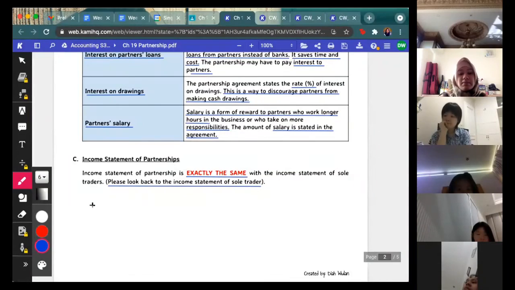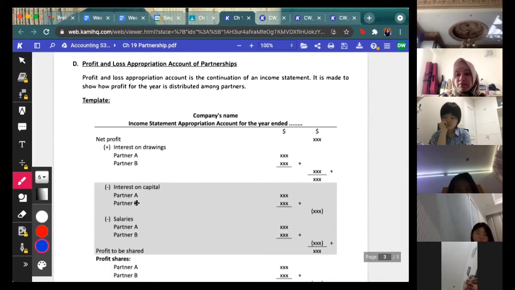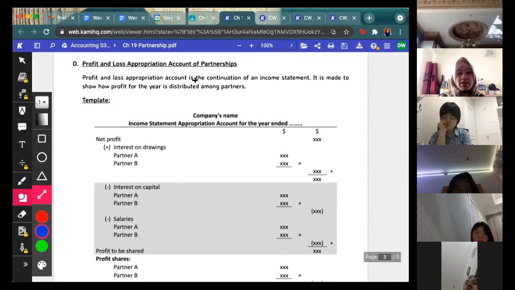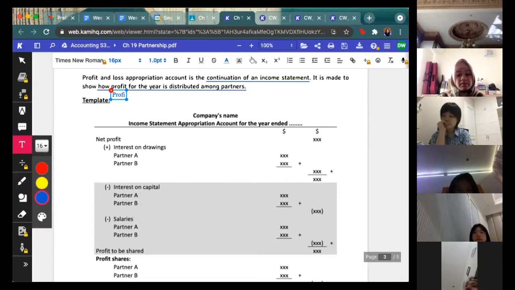After you prepare the income statement, the next statement would be the profit and loss appropriation account instead of the SOFP. What is actually the profit and loss appropriation account? The appropriation account is the continuation of an income statement, made to show how the profit for the year, profit or loss, is distributed among partners. Because remember, in a partnership the owner is more than one, so we have to have a statement showing how the profit or loss is divided or shared among the partners, okay?